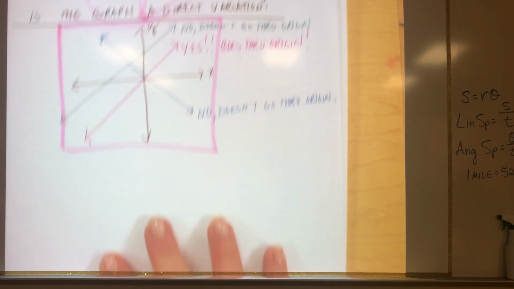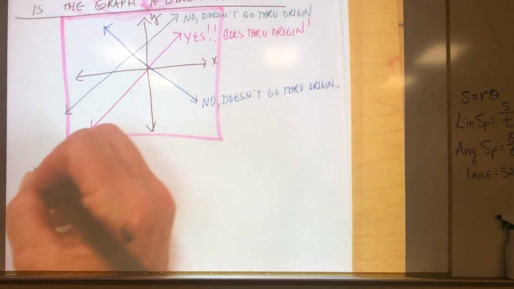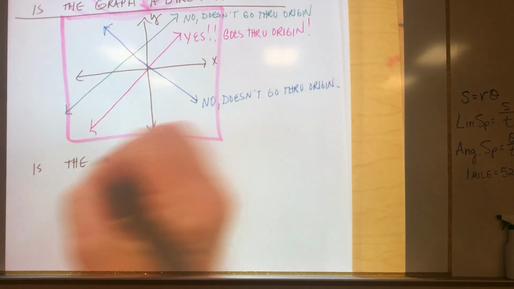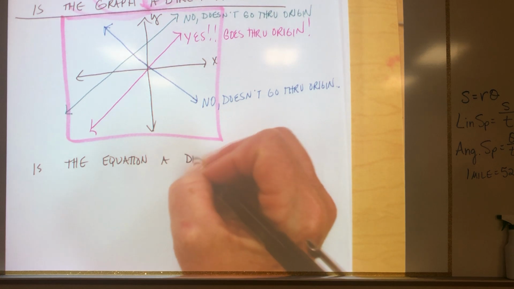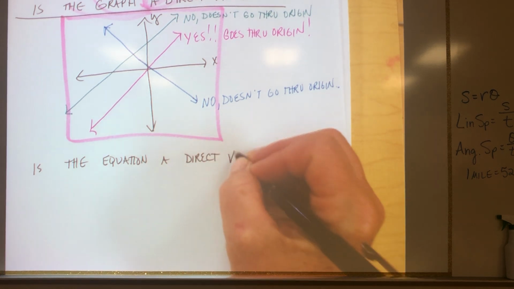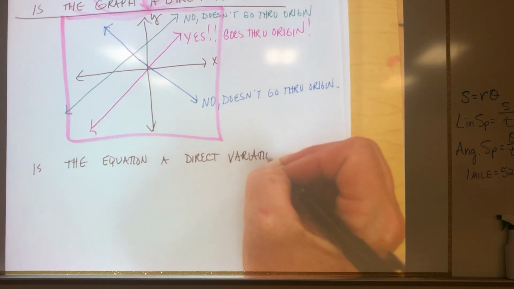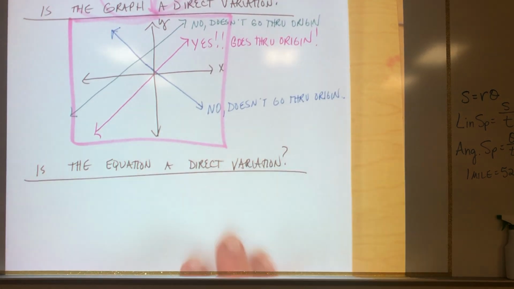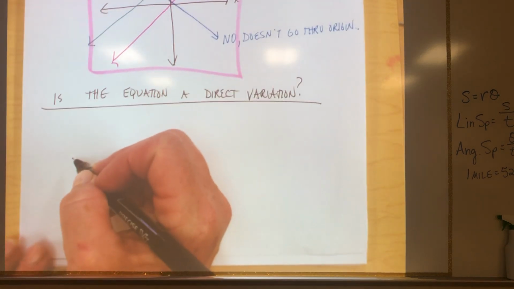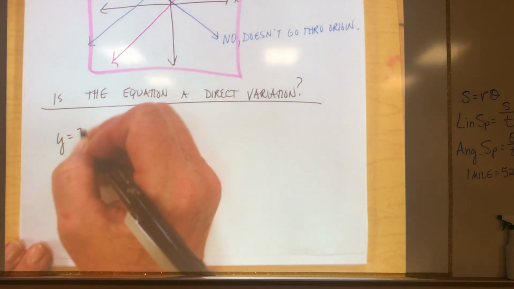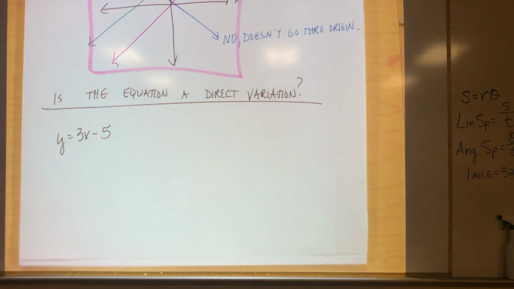All right, what if I did something like this? What if I said, is the equation a direct variation? What if I ask that? Is this equation a direct variation? So here's the first one. Are you ready? All right, don't blurt the answer out. Give everybody a chance to look at it. Okay? Y equals 3x minus 5. Is that a direct variation?